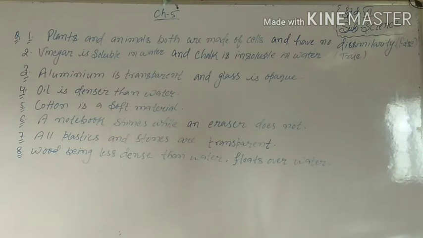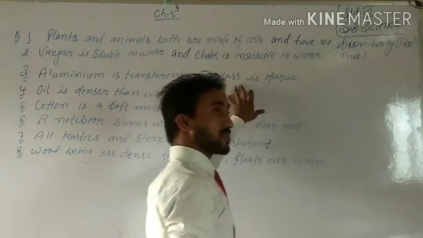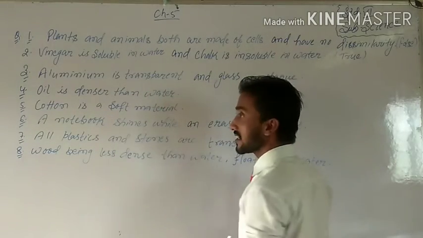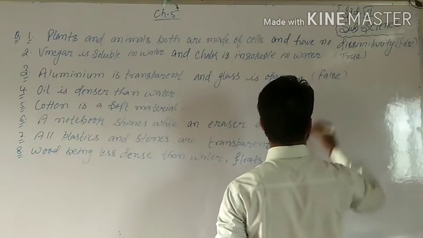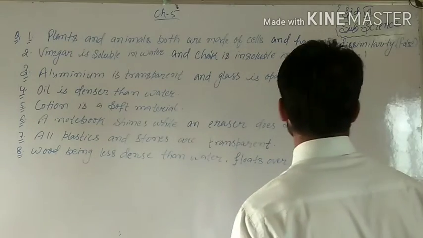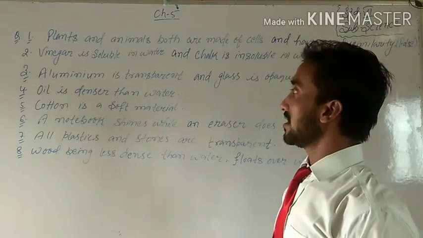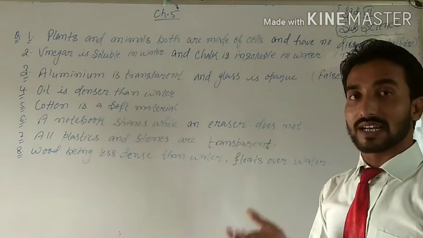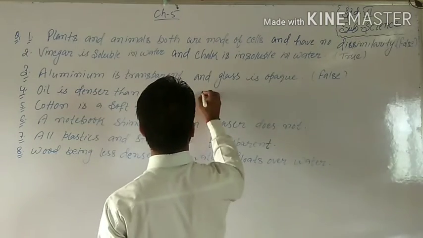See students, the next question. Aluminium is transparent and glass is opaque. Do you think like that? Would it be possible? Glass is opaque? Possible. But aluminium is transparent. Is it possible? No. It means it is false. See, the next question. Oil is denser than water. If oil were denser than water, then why does it make a layer above the water? It means this sentence is also completely wrong.